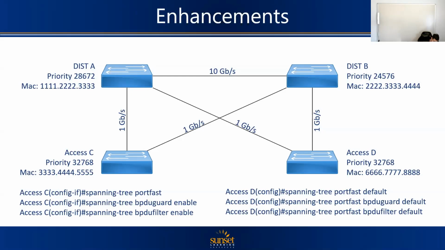These enhancements are typically not for your distribution layer. Do not think of ever doing either PortFast, BPDU guard, or BPDU filter on your distribution layer switches. There's no need for it, okay? The idea here is that these commands are meant solely for your access level switches, the switches that are going to be connected to the endpoints, right?